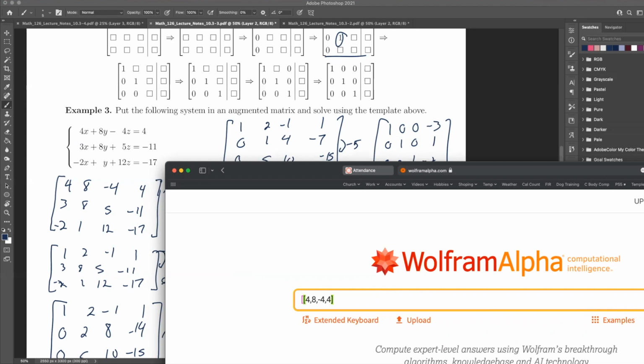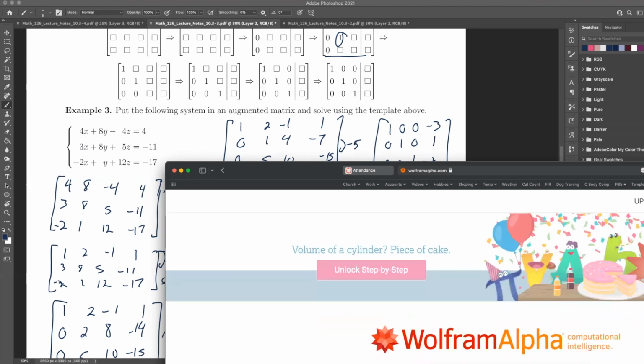And then you hit a comma. So it's going to be bracket, and then you put inside brackets the first row. And then the next bracket would be the second row, which in our case is 3, 8, 5, 11. Close bracket. Then we'll do our last row, which will be -2, comma 1, comma 12, comma 17. Close that all up. So this will input into Wolfram Alpha.